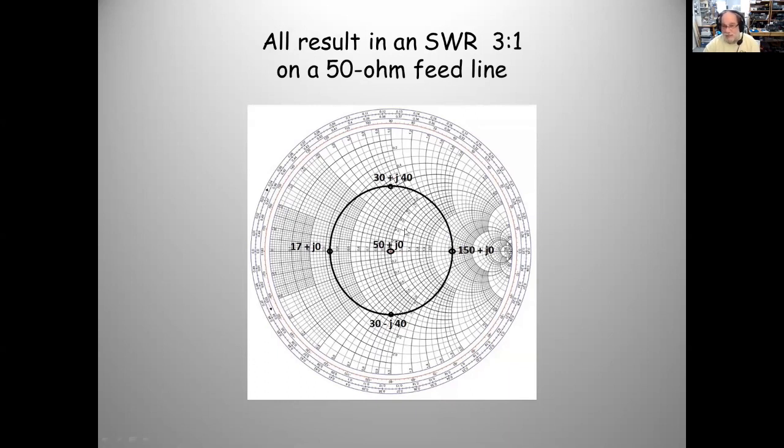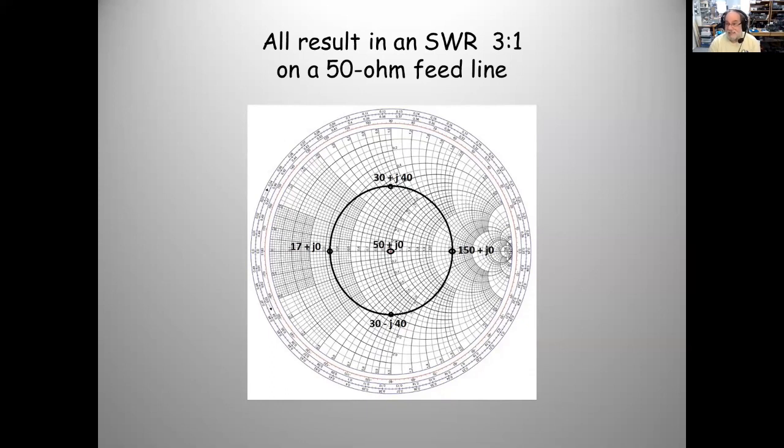Well, they're the easy ones. 30 plus J40, that plots way over here. 30 minus J40. They're all equidistant from what? The bullseye. So they all have the same SWR. Which would I prefer my radio sees? Doesn't make a difference. They're all equally bad, pretty much. Maybe my radio would rather see a resistance, no reactance, but I don't know.